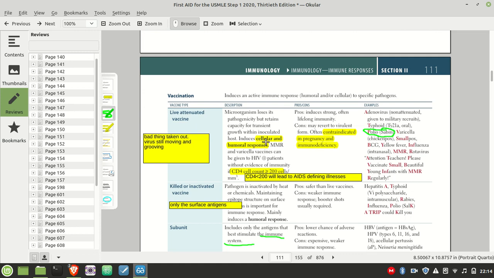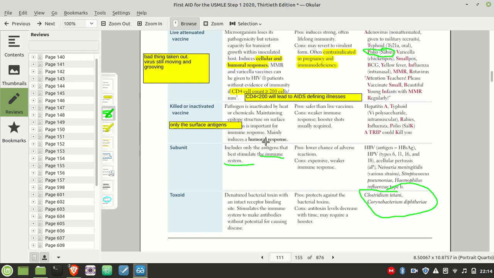Live vaccines, it has everything in it, it's just not virulent. But it can revert back, which is why you don't give it to pregnant women and AIDS patients. Killed vaccines, humoral only response, meaning you don't get B and T cells. The problem is, because you don't have those T cells, you don't get that fantastic memory, and it doesn't have the same punch.